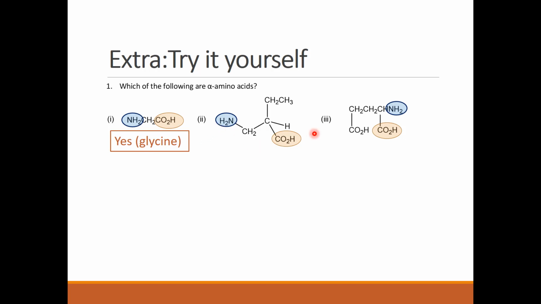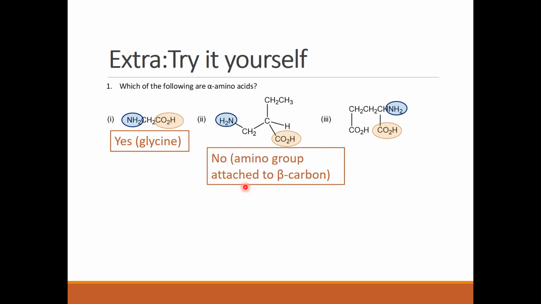For the second option, this is not an amino acid because the amino group is not attached to the alpha carbon but attached to the carbon away from the alpha carbon, which is actually called the beta carbon. And lastly, for this one, both the amino and the carboxyl group are attached to the same alpha central carbon. What differs is the R group over here. So yes, this is an amino acid and this is actually glutamic acid.